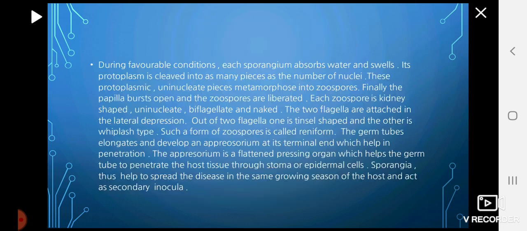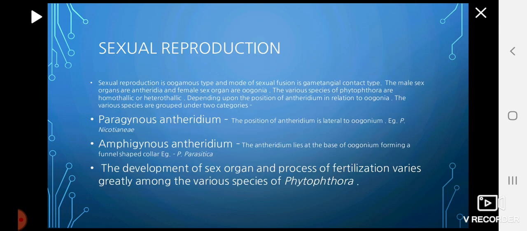Now we'll discuss the sexual reproduction. In the sexual reproduction, it is oogamous type, and the mode of sexual fusion is gametangial contact type. The male sex organs are antheridia, and the female sex organs are oogonia.